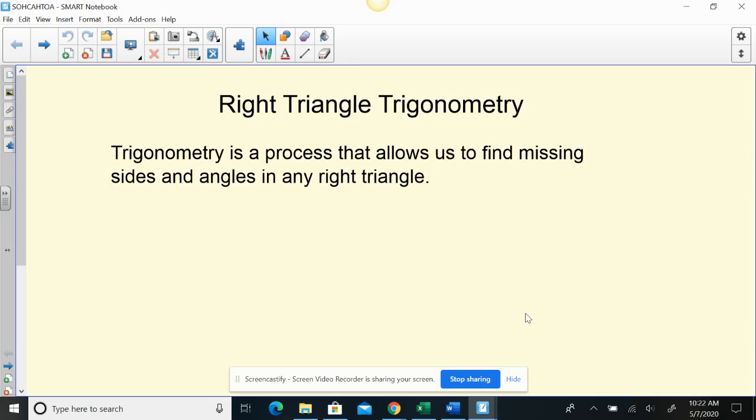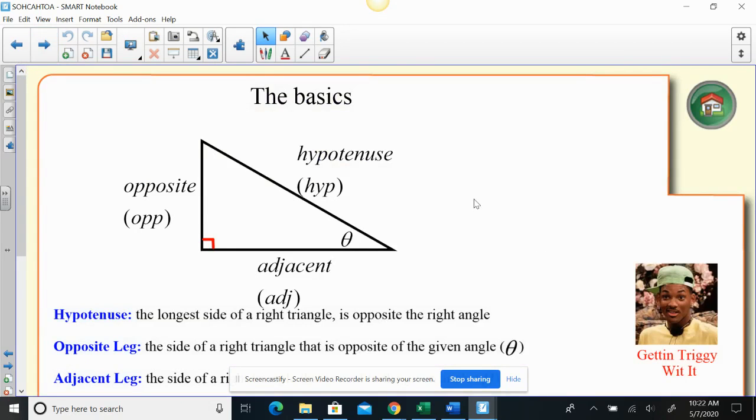Hey guys, today we are going to review right triangle trigonometry. So you might remember covering this in Math 2. You should. I believe you guys spent quite a lot of time on it. So getting down to the basics.